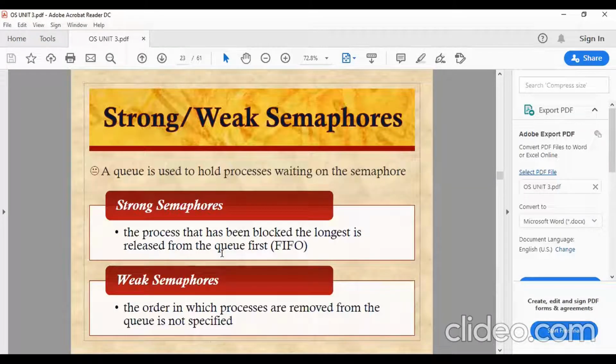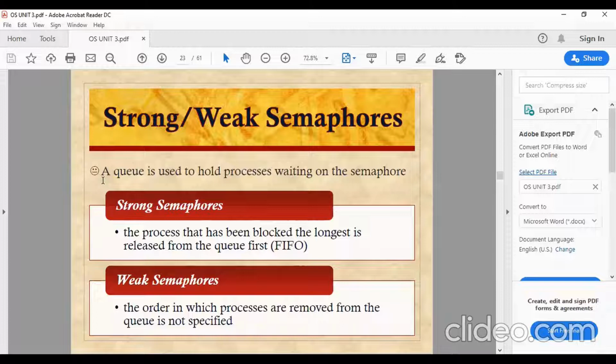The third one is the strong semaphore and weak semaphore. How many types of semaphore are there? 4 types. The first one was the general semaphore. The second one was the binary semaphore, in which it sets 0 and 1: value 1 allocated, 0 released the resource. And the third one is the strong semaphore and weak semaphore.